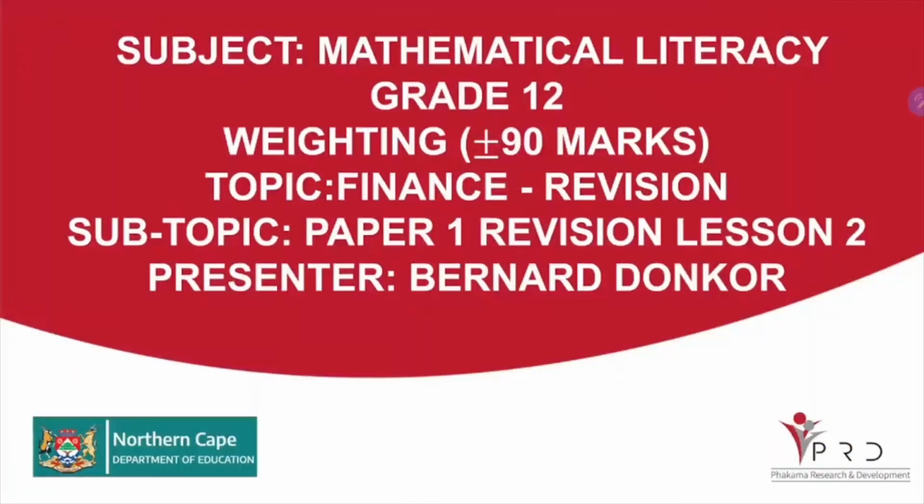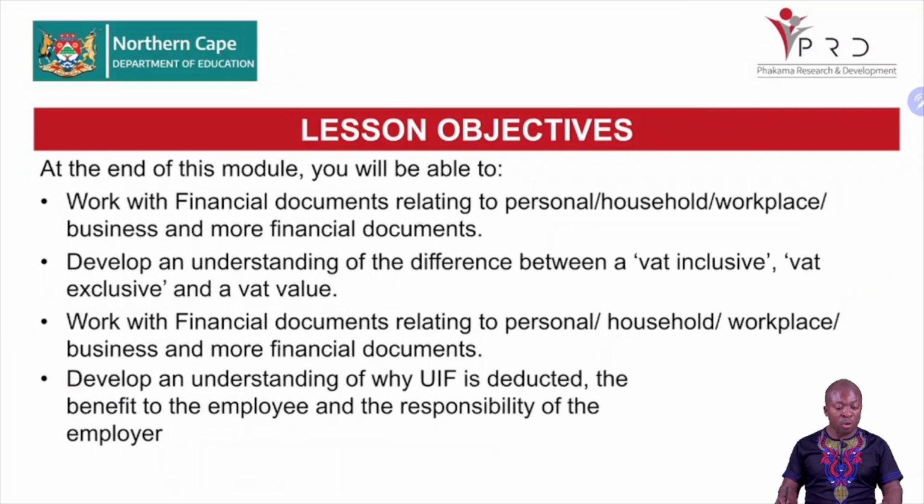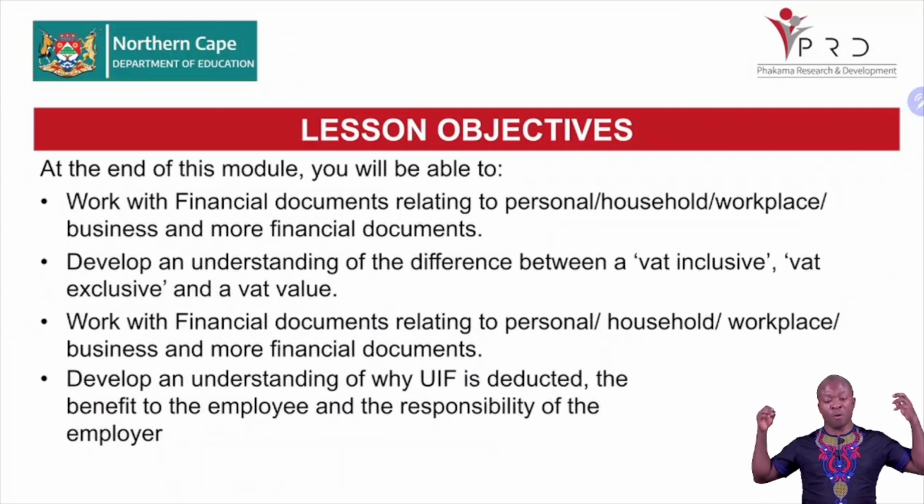So as part of preparing you for the maths literacy examination, we are looking at paper 1 again, looking at the next portion. What do we do? Remember, in our previous lesson, I was telling you that we have got finance, data handling, and probability. So I want to make sure that you, the learner, are ready to pass. You are ready to score higher marks. So at the end of the lesson, you don't have to forget. You have to be able to work with financial documents, develop understanding of what we call VAT.